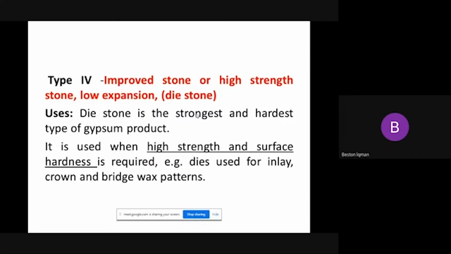Type 4, improved stone or high strength stone, low expansion. Sometimes we call it Dyestone. Dyestone is the strongest and hardest type of gypsum. It's usually used when high strength and high hardness are required. It's usually used for making crown and bridge wax pattern.